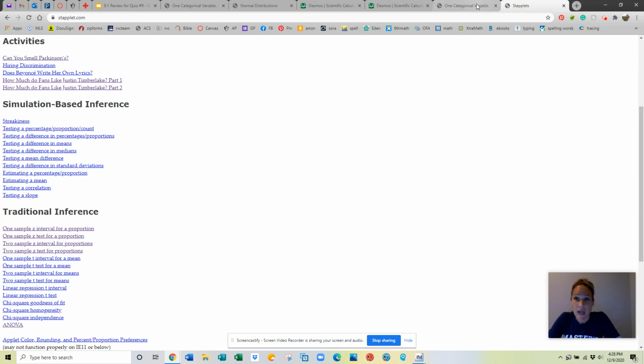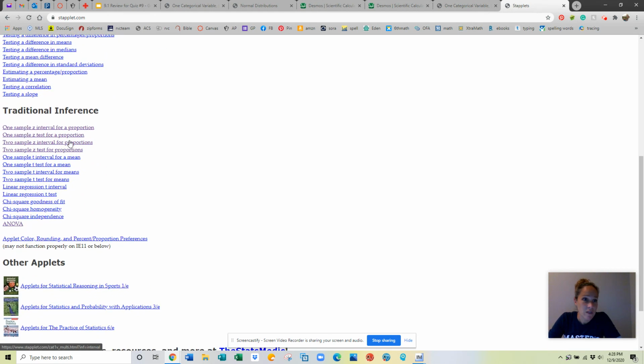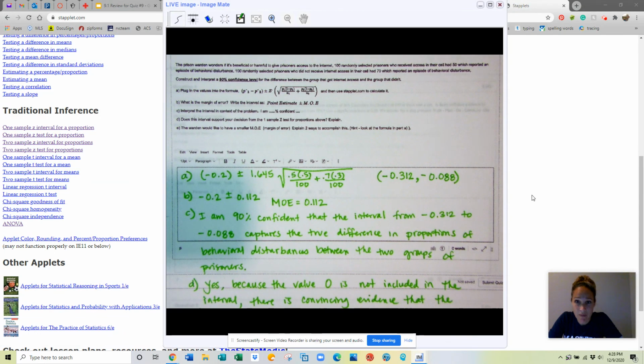So here's just, if you go to Staplet, where to find it. We're going to go down to traditional inference, and everything that we've been doing are these top 4. We've been doing some proportions, and so we did 1 sample, we did 2 sample, we did confidence intervals, we did tests. So make sure you select the right one of those. All right, we're going to go back to the problem.